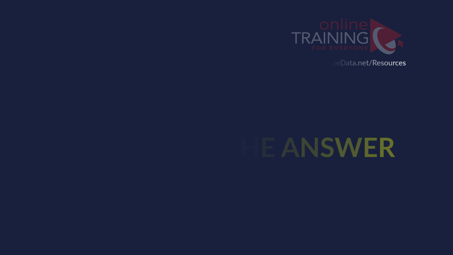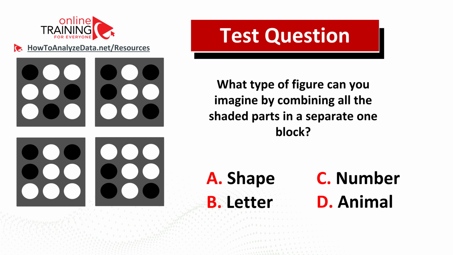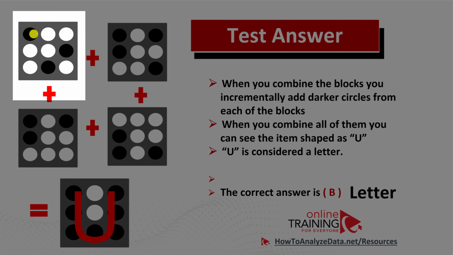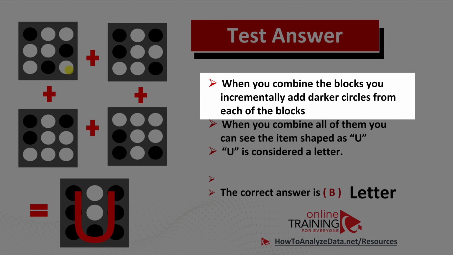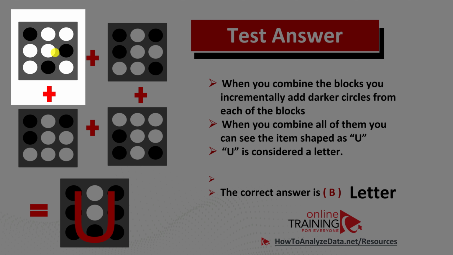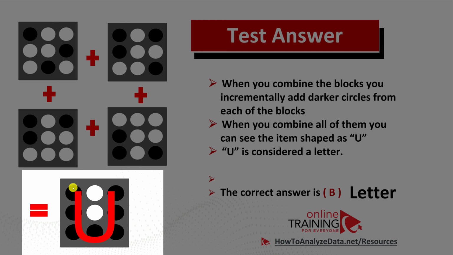Did you come up with the answer? Let's see how we can solve this challenge and get to the solution together. The tricky part here is combining all 4 blocks right in your memory and using your imagination to come up with the final answer. But when you combine the blocks incrementally, you add darker circles into one single image. And final image here in the sequence represents all darker circles added in one image.